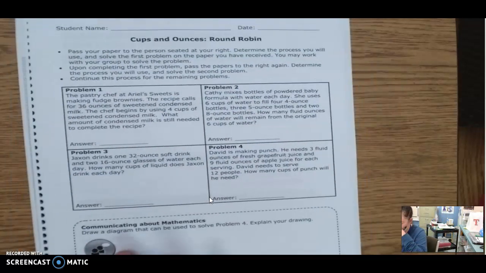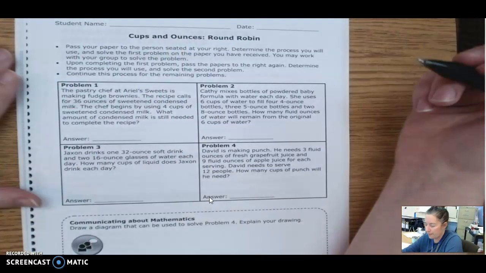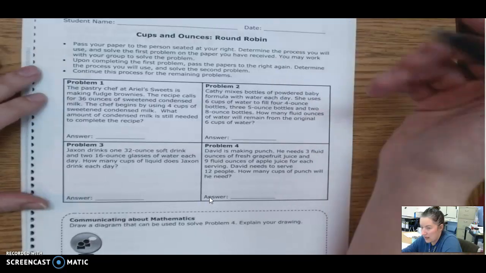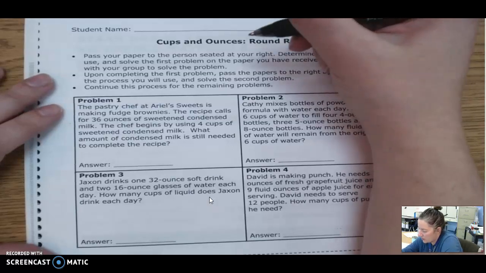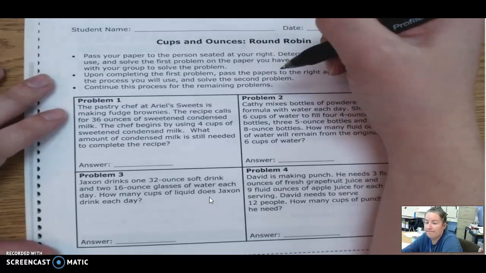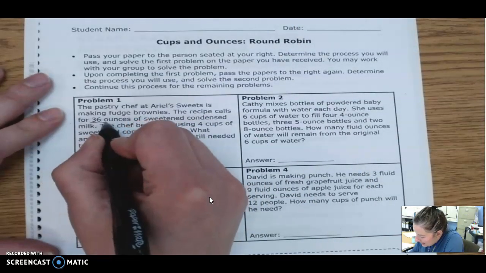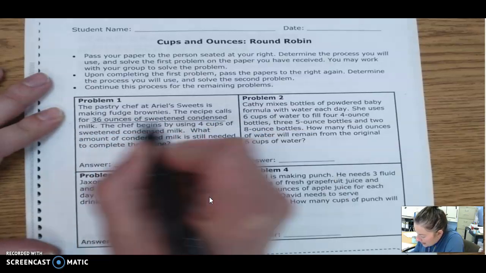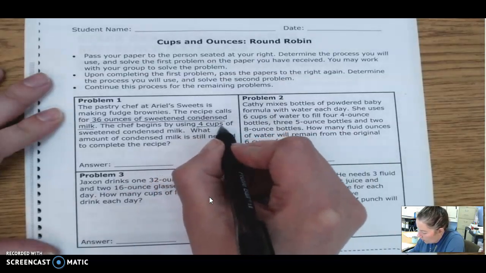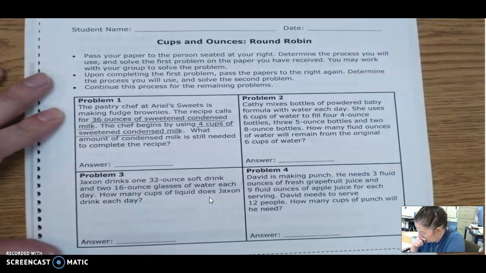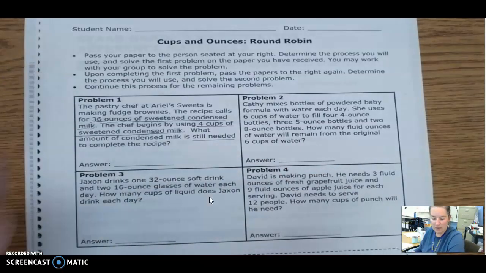So, let's take a look at these 4 word problems. I'm just gonna try this real quick so you can still see me. Okay, so I'm just gonna read the first one. Let's look to see what is important here. So it says, the pastry chef at Ariel's Sweets is making fudge brownies. Oh my gosh, that sounds delicious. The recipe calls for 36 ounces of sweetened condensed milk. The chef begins by using 4 cups of sweetened condensed milk. What amount of condensed milk is still needed to complete the recipe?